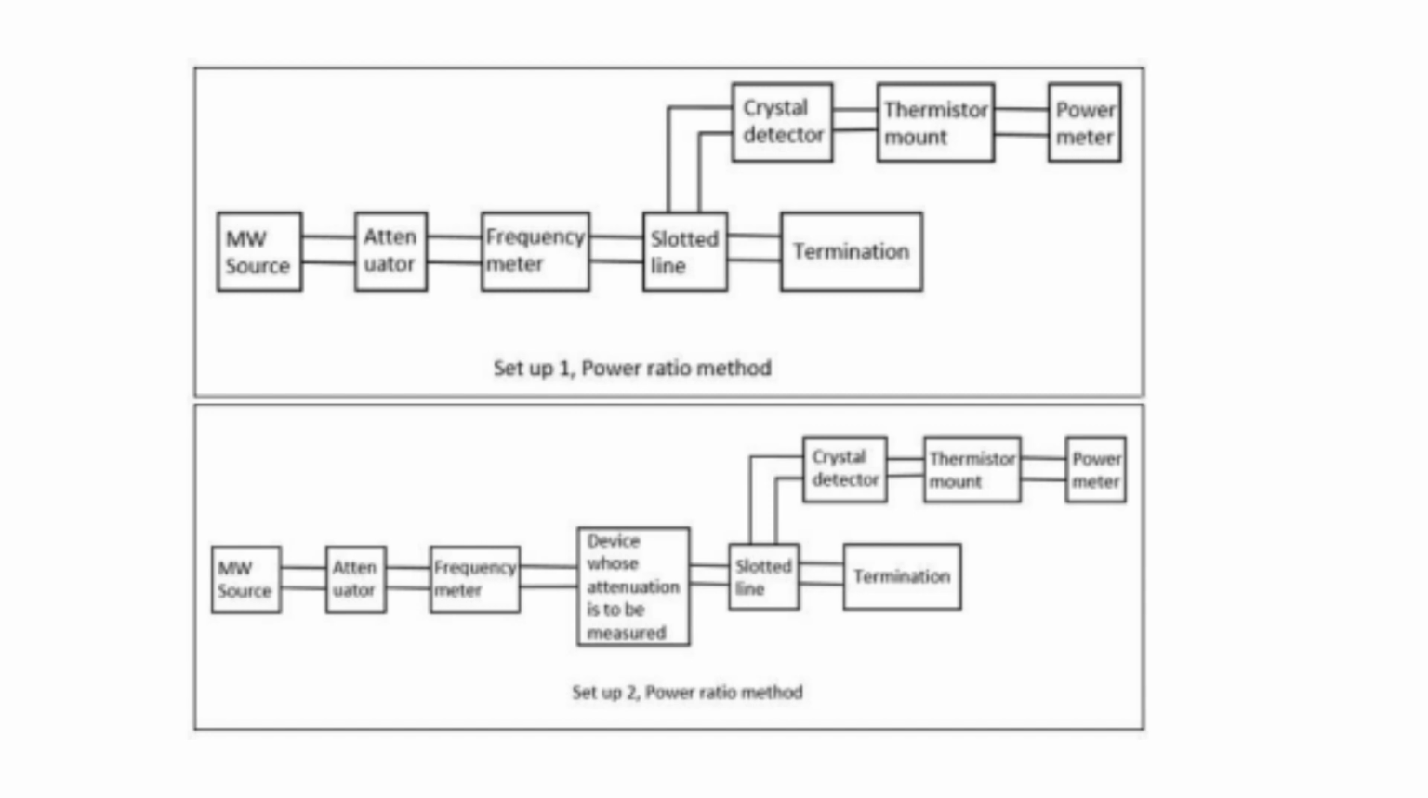So setup 1 and setup 2 of the power ratio method. In setup 1, the slotted line connection is directly going to the termination or crystal detector, thermistor mount and power meter. And in the power ratio method, the output from the device whose attenuation is to be measured is going with a slotted line to the crystal detector, thermistor mount and power meter.